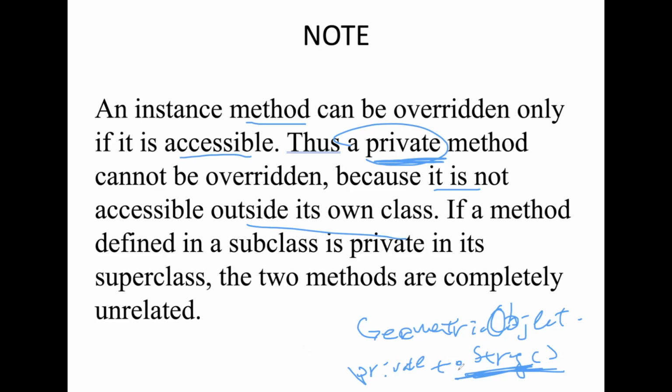Now, if you were to make this toString method public in geometric object, but in its subclass circle, you make this method private, we're dealing with two completely different methods. These two methods will have zero relationship with each other because their accessibilities are completely different. We'll look at method overloading, which is another behavior in OOP, and compare it against method overrides in a different context later.